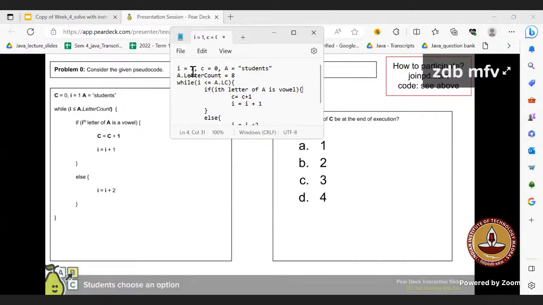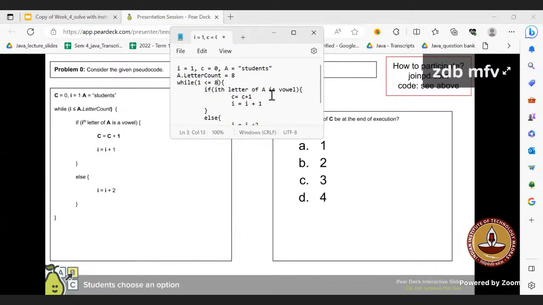So initially we are starting with I equal to 1, C equal to 0, A equal to students. And A dot letter count will be the letter count of students, that is, the word students, that is 8. So while I is less than or equal to A dot letter count, that means while 1 is less than or equal to 8, we are checking that.